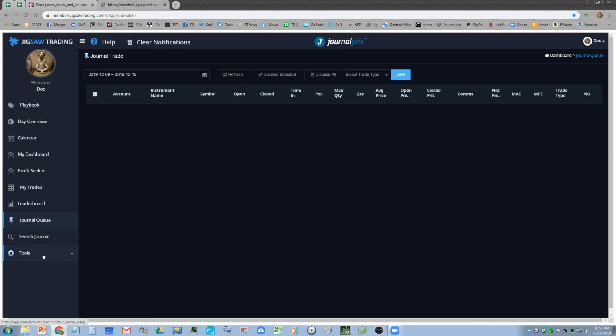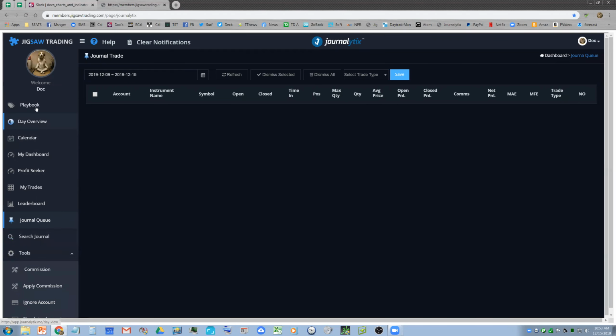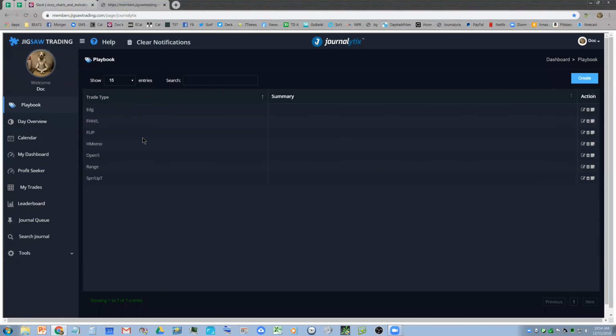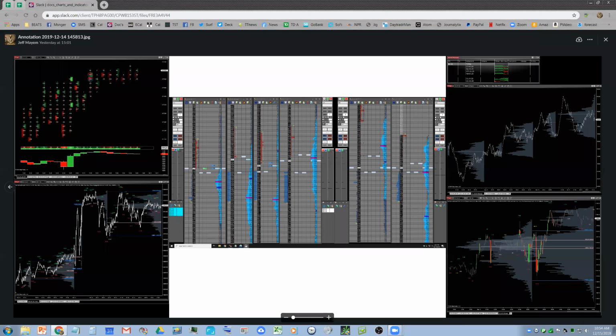Oh, and as I mentioned before, it has a playbook, so you can put your setups in there and then just tag them as you do them. I think this is a really cool tool. I'm just now getting to the point where I'm going to start integrating it with what I do. So I hope that answered your question. Thank you. Good. All right.